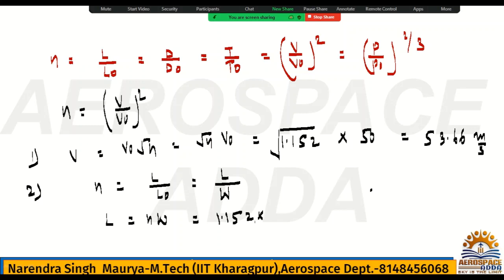So n is 1.152 into what is the weight? Weight is nothing but 9,200 Newton. So 1.152 into 9,200 Newton. It is nothing but 10 point, or this is the lift during the turning. Right. Now this is number two. Okay, two numbers you have calculated.